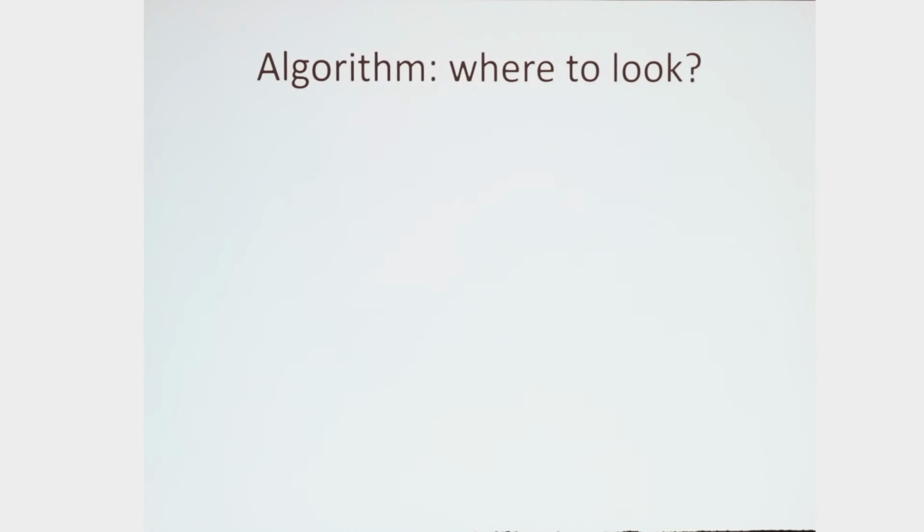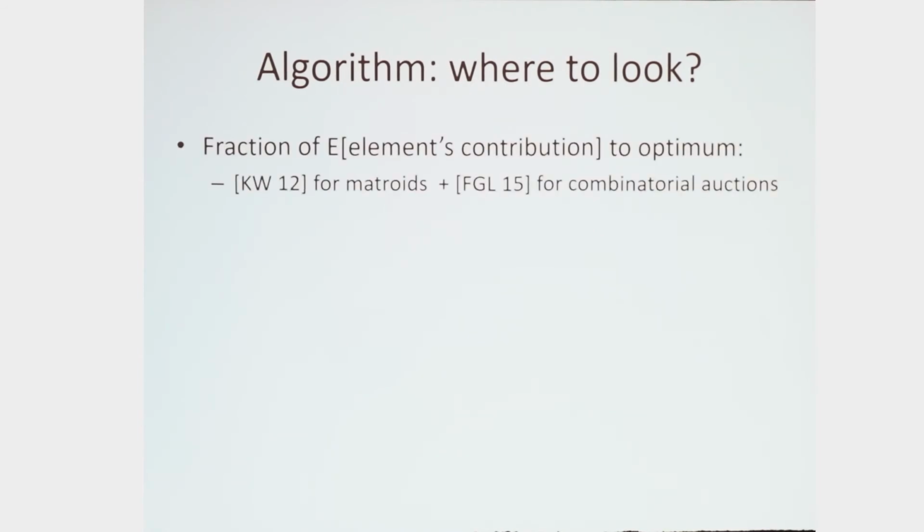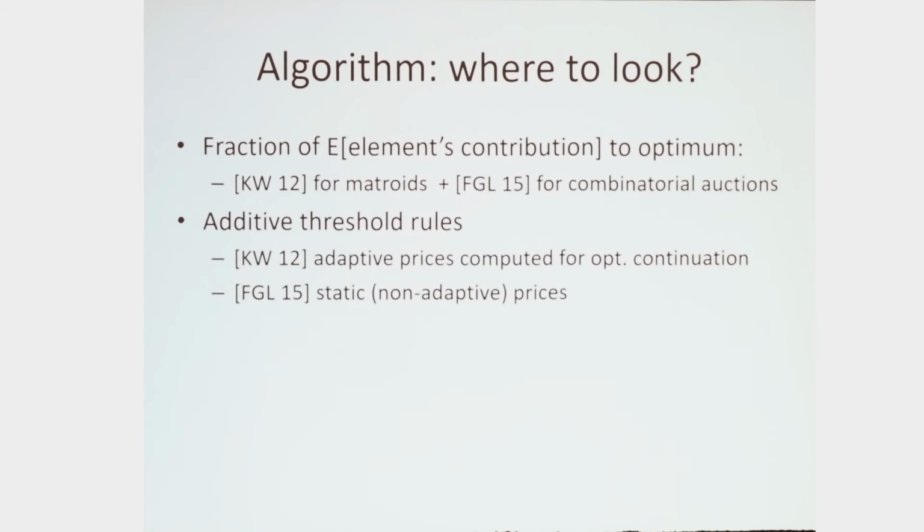Okay, so what should we do for the algorithm? Actually, in the previous work, KW and FGL, people found out that a really good strategy is to use a fraction of the expected contribution of the element to the optimum. So it's a pretty good idea to get small approximations. And also they used additive threshold rules. So KW used adaptive prices to compute the optimal continuation given the current history, and FGL just used static prices.